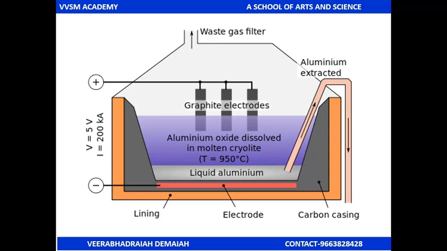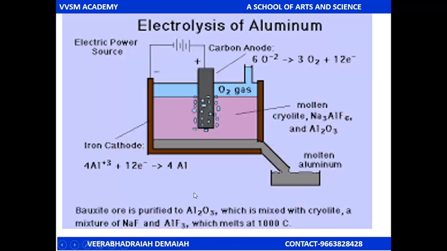This is the lining of the furnace, the carbon casing and all. These are graphite electrodes, the positive graphite electrodes and the negative. It is the electrode lining. Electrolysis of aluminium.